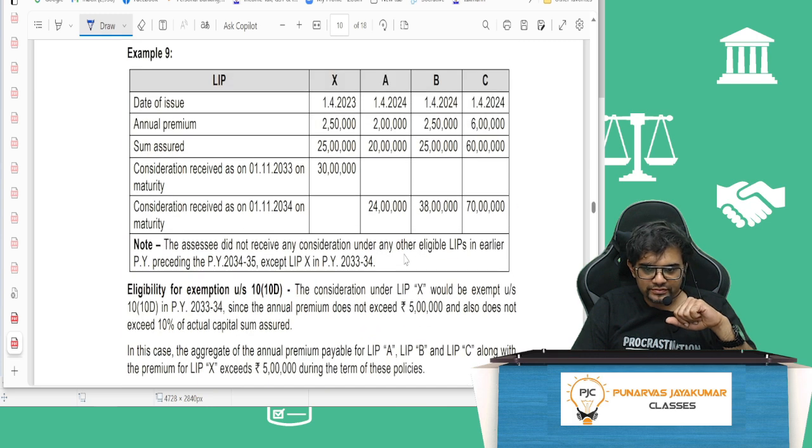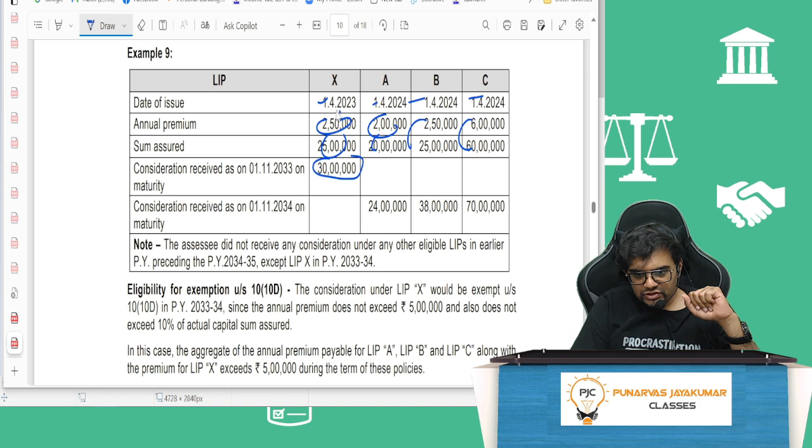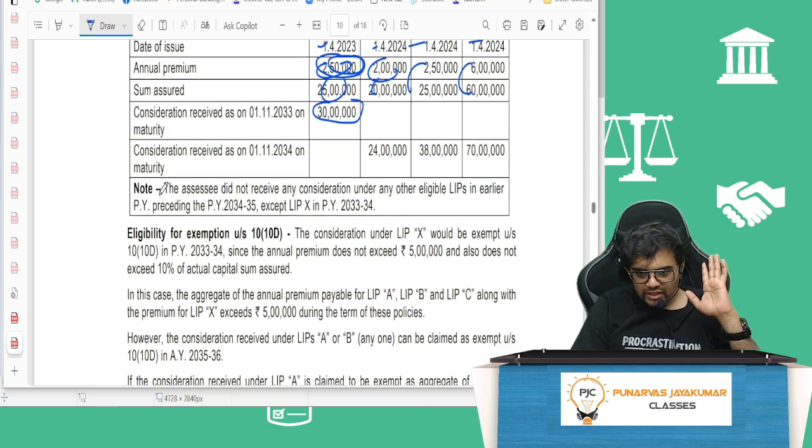See now here. 23, 24, 24, 24. First condition satisfied. 10%, 10%, 10%, 10%. Second condition satisfied. This was received 30 lakh. The premium was 2 lakh 50,000 rupees. Is it less than 5 lakh? Yes. So LIP X will be exempt. No tension.